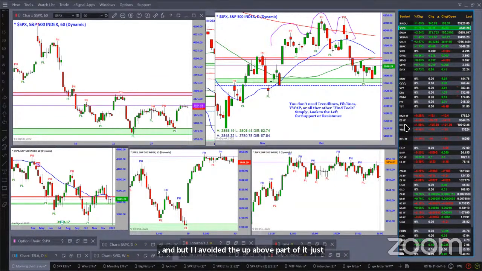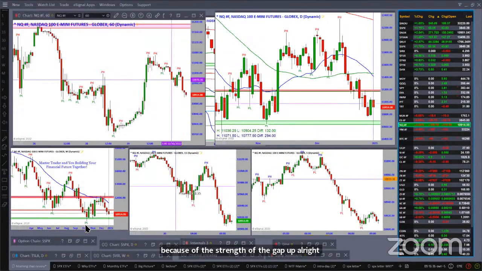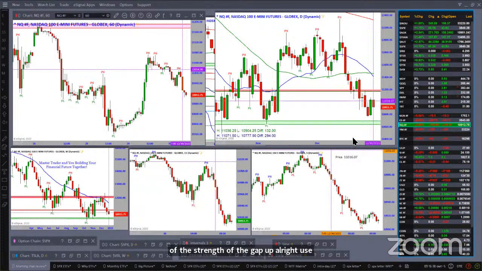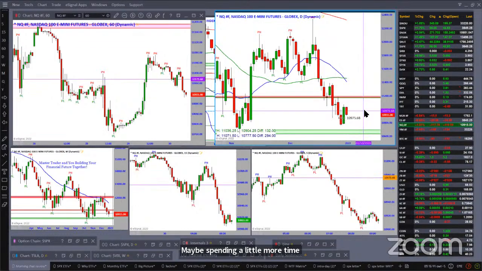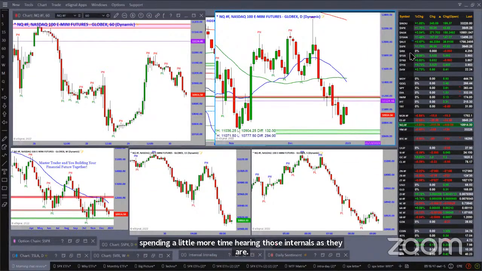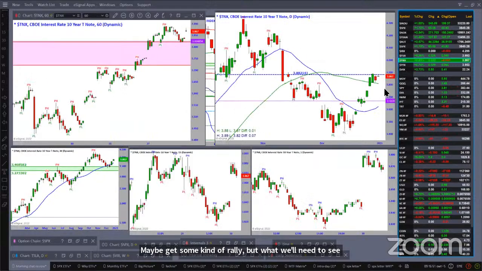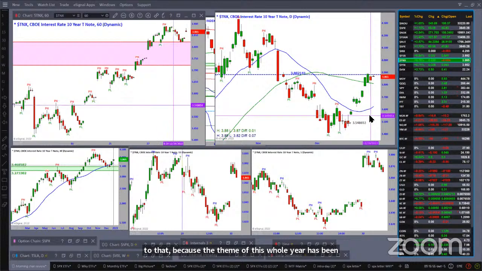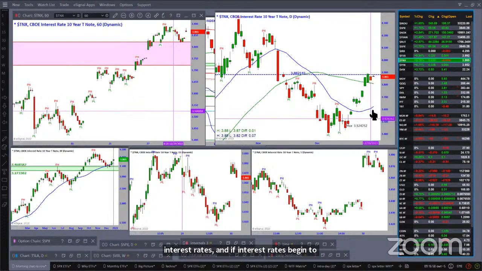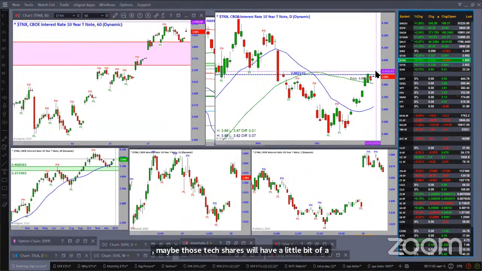All right. Qs have been the weaker, down near the bottom of the trading range. Maybe spending a little more time here, in those internals as they are, maybe get some kind of rally. But what we'll need to see, because the theme of this whole year has been interest rates, is that if interest rates begin to dip down, maybe those tech shares will have a little bit of a reprieve and a little bit of a rally, if it breaks above here.